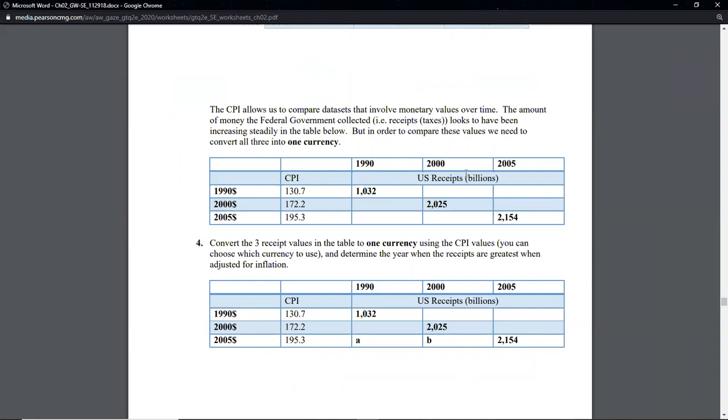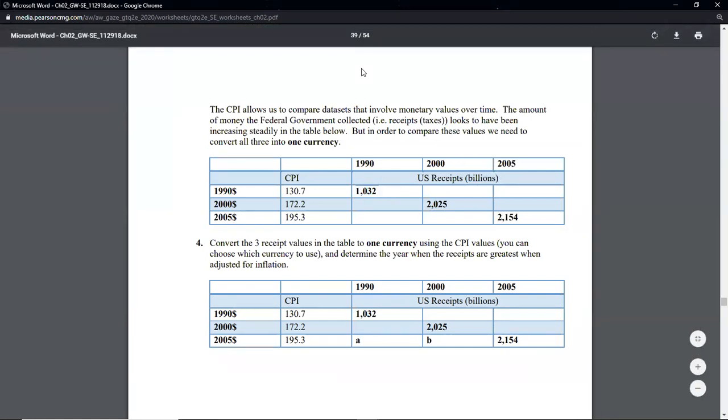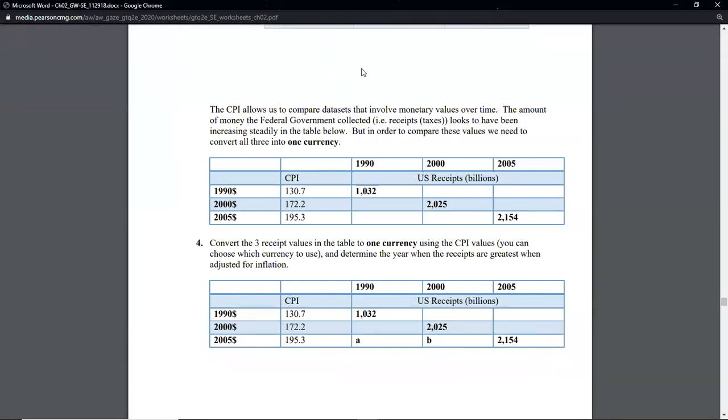So all of these numbers are in billions, and this is one thing that you've got to start learning to pay attention to. Notice how many times I've said that? I'm going to keep saying it that much. This is not saying that the US receipts in 1990 were $1,032. This says that it was $1,000 billion. Now, you need to understand something here, that $1,000 billion is the same thing as saying 1 trillion.